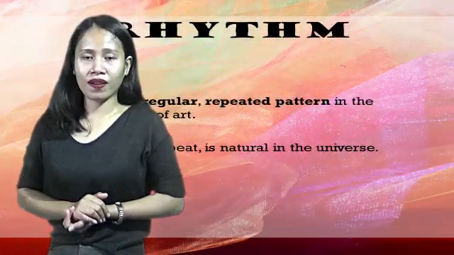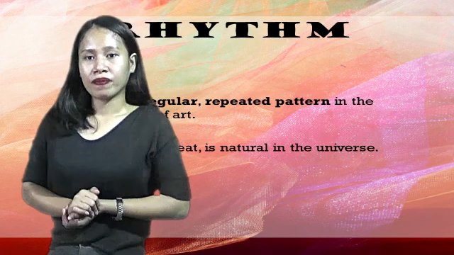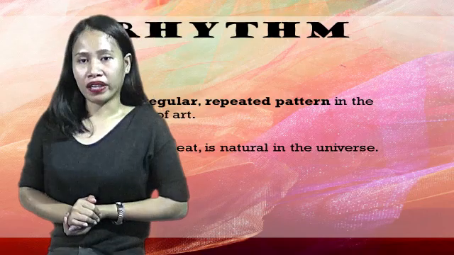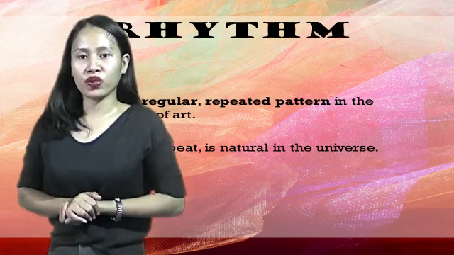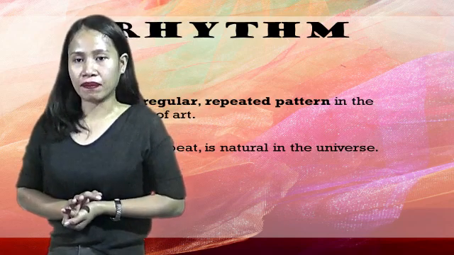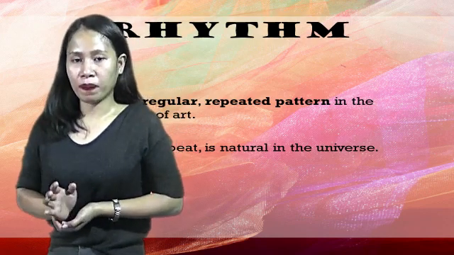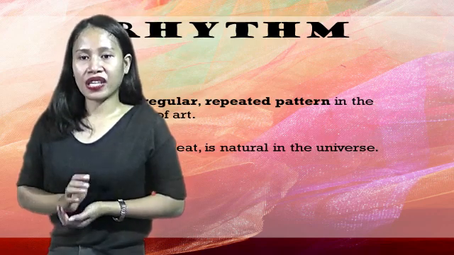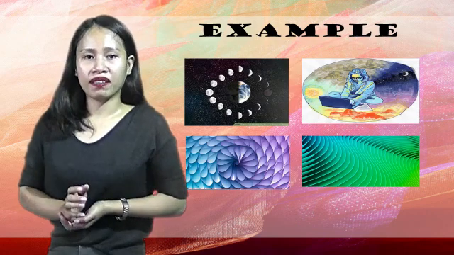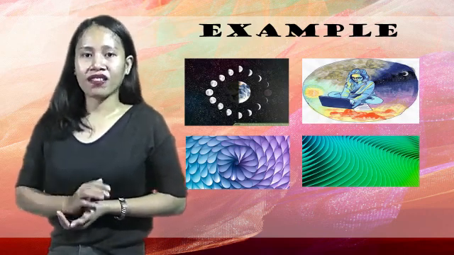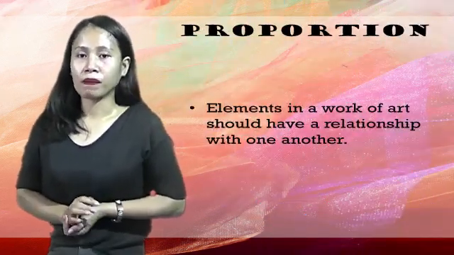We also have the next principle of design. We have the rhythm. Rhythm is the regular, repeated pattern in the elements of art. It is a flow or feeling of movement achieved by the distribution of visual units or sound units in time. The beat can be regular or irregular, simple or complex. Rhythm or beat is natural in the universe. For example, it exists in the human heartbeat, in the cycle of night and day, and in the waxing and the waning of the moon.